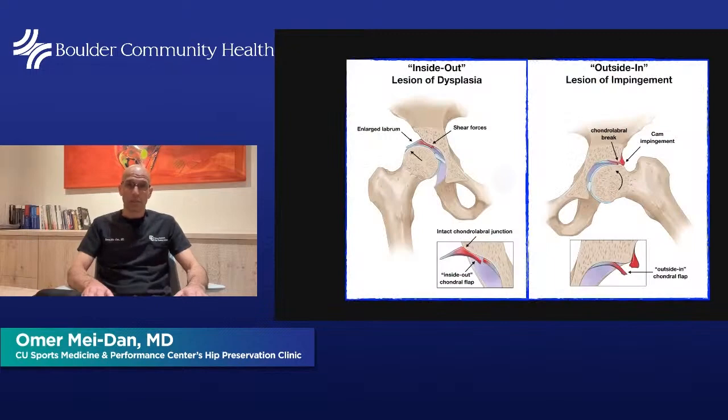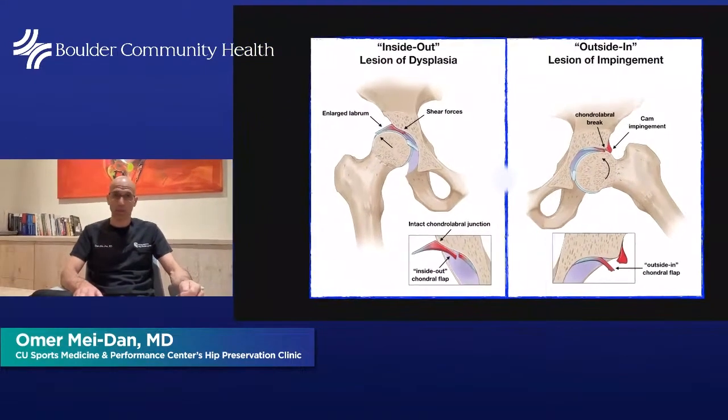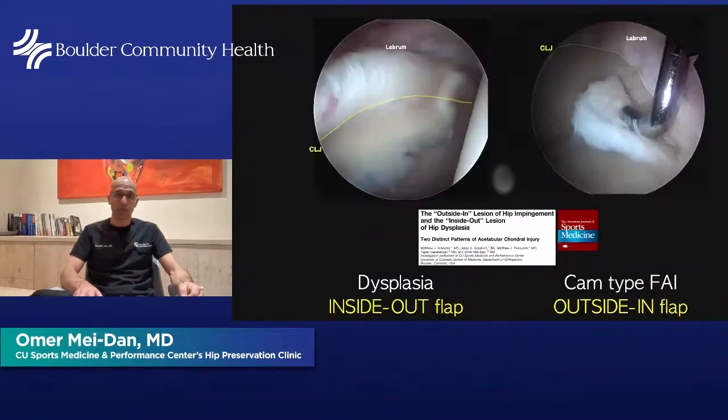Now, we also have to deal with the cartilage damage that we see during hip arthroscopy. When we get inside, we usually tend to see two different kinds of flaps. We're going to talk about these flaps a little bit later. One of them would correspond more with impingement, the other one with dysplasia. That's how they look inside. One of them would peel from the labrum towards the center of the hip joint, and one of them would fold from the center of the hip joint outside because of the different mechanism that happens.